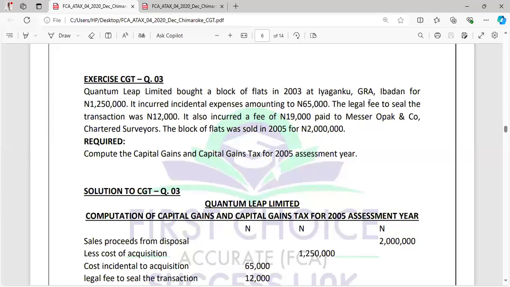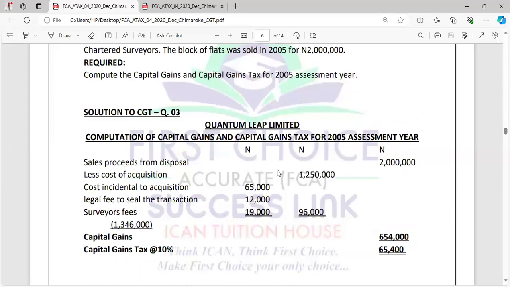Then the legal fee to seal the transaction was 12,000. It also incurred a fee of 19,000 paid to Messrs. Opac and Co. Chartered Surveyor. Then the block of flats was sold in 2005 for 2 million. All right, so how do we get the capital gains tax for 2005? Because that's the year it was sold. Now let's see it here. Sales proceeds, we say it's 2 million. Cost of acquisition, 1,250,000. Now there are other costs that came with the acquisition.